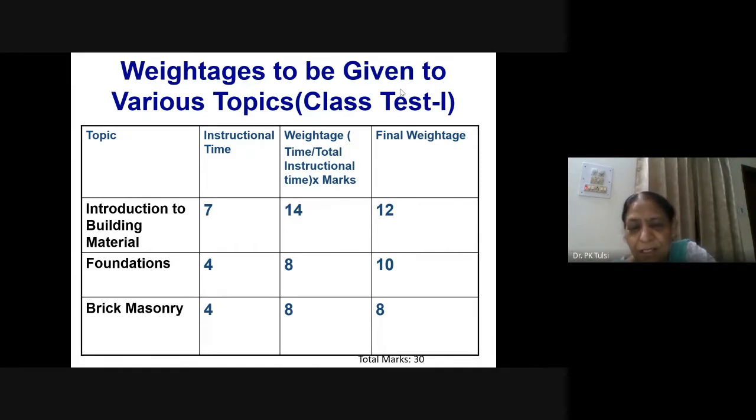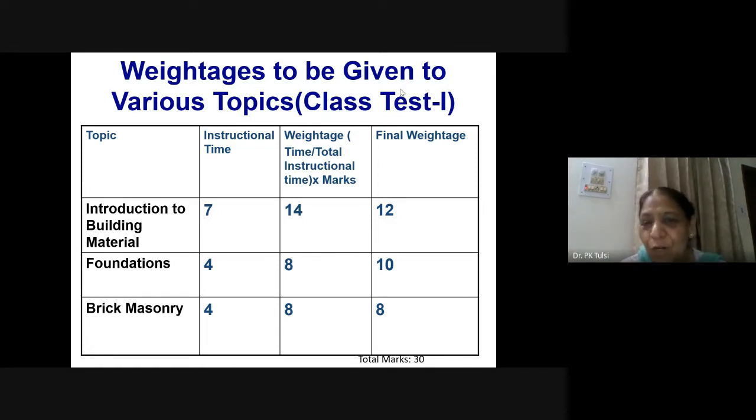So here you can see I have reduced it for the first topic. This is my hypothesis, but as a teacher of a particular discipline, you should consider which topic is more applicable. Then you can bring in a little modification, 2 to 3%, in the marks to be allocated to the various topics. And here I have taken 2 marks and added them to foundations, and brick masonry remains 8. So the total remains 30: 12 to the first topic, 10 to the second topic, 8 to the third topic.